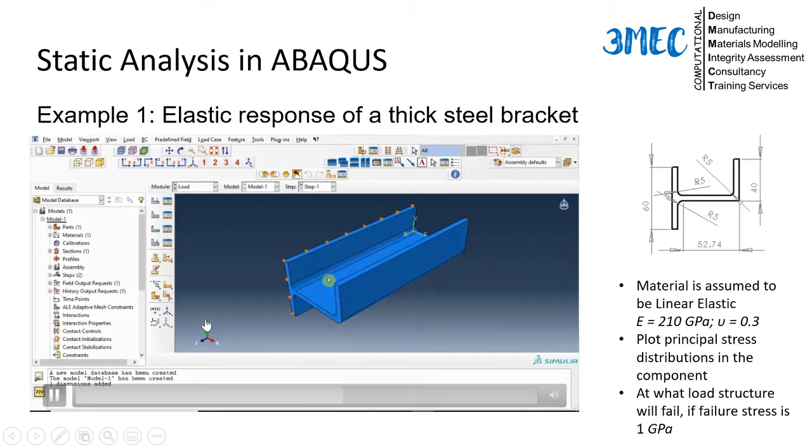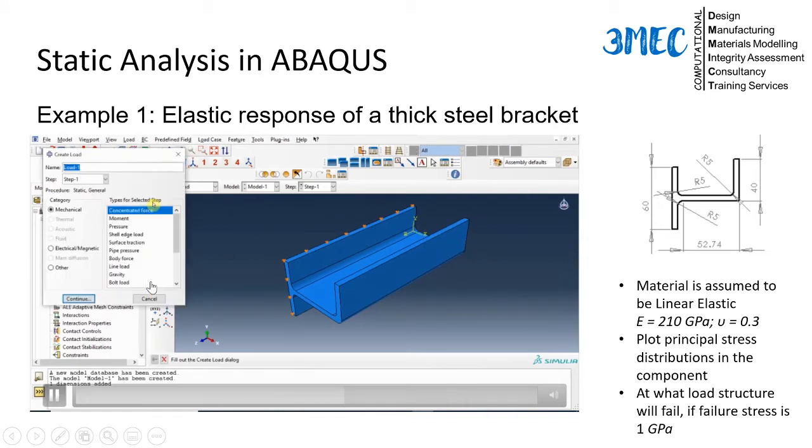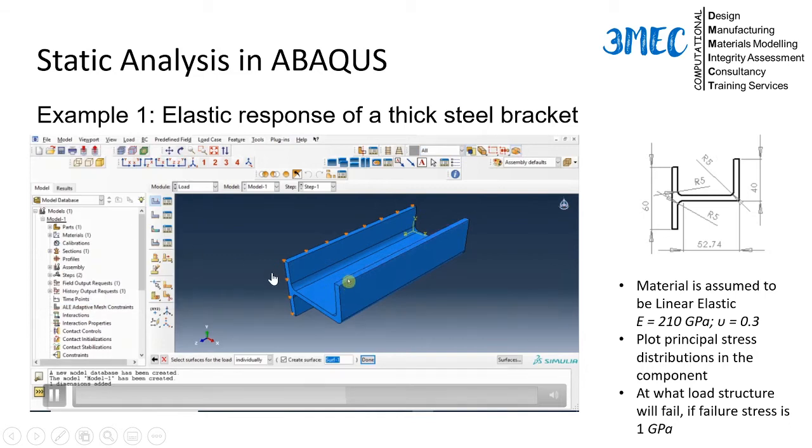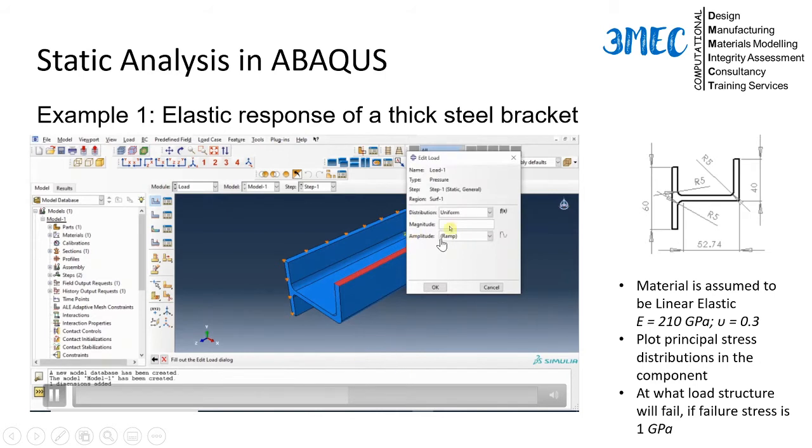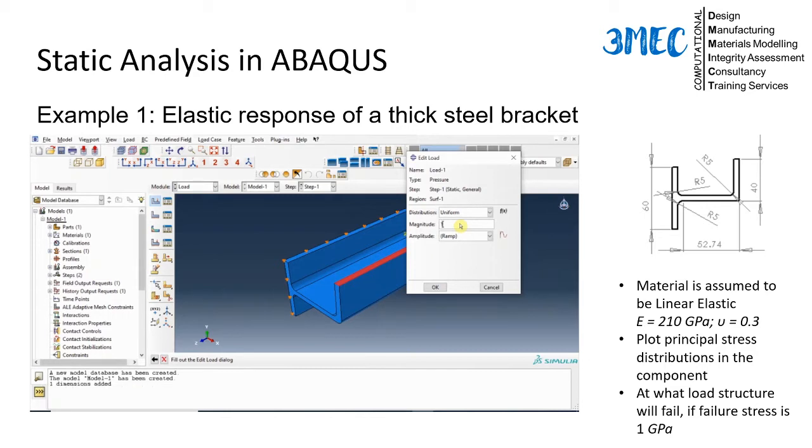Once I have done that, I need to apply pressure here. So now I'm going to go to the load button, and I will select pressure, and then I will click on the surface, because it's asking me to select a surface for that. And then I can specify a value. In this case, it's 1 megapascal. Again, units are your responsibility as a user, so make sure that your units are consistent.